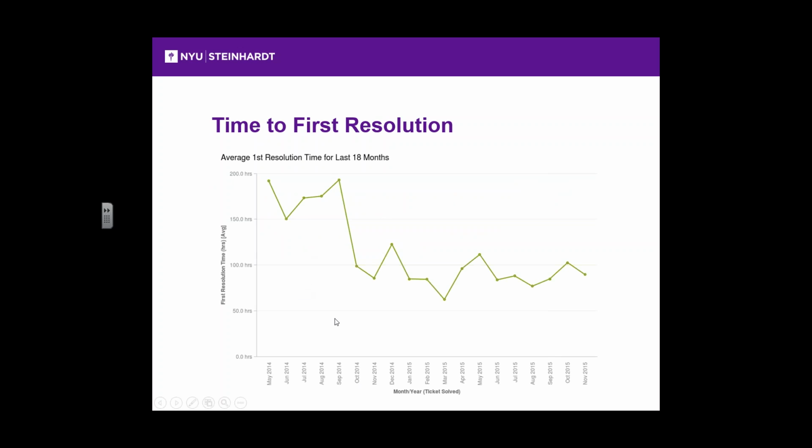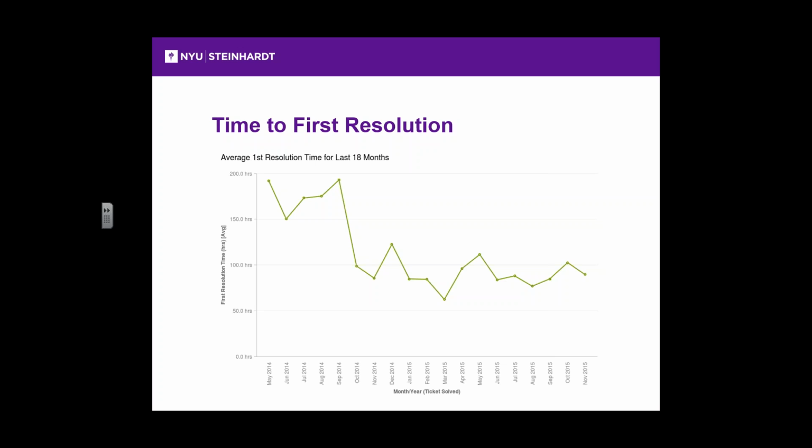We see kind of two upticks in the data. We see the September 2014 numbers, which is right here. That's when one of my colleagues moved over to doing academic technology full-time, and when we lost another one of the positions, one of our IT positions, to another organization. So if we were following the trends, it would seem that time to first resolution should spike. We cut our resources in half. What are we doing? There's no way that we can keep up.